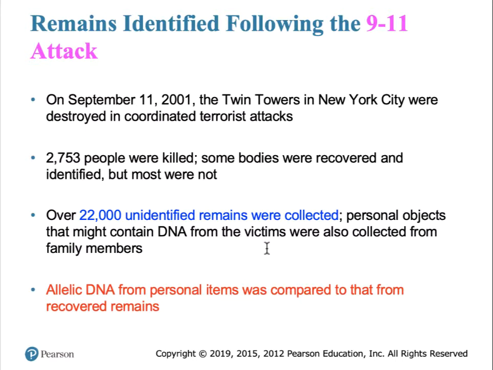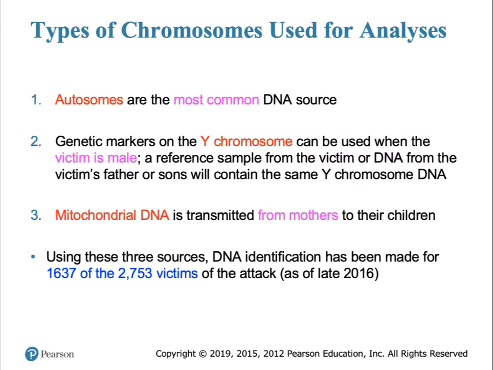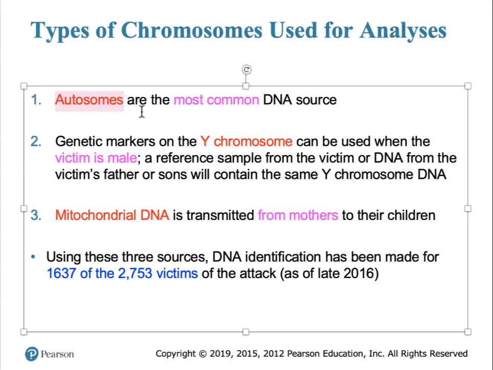And the goal was to identify each one as belonging to one of those victims. So allelic DNA from personal items such as toothbrushes was compared to that from the recovered remains. The location of the loci can be helpful in filtering down further information. The most common source of genetic markers are on autosomes, the non-sex chromosomes, of which humans have 22 pairs.